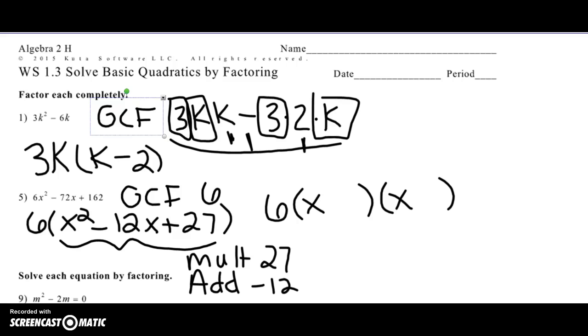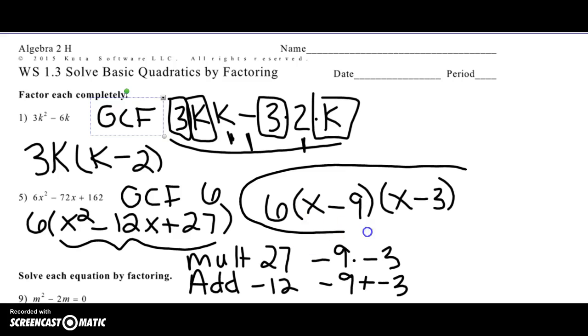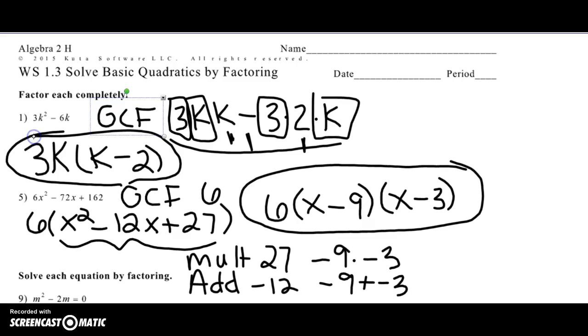So I know they both have to be negative. So right now I'm thinking negative 9 and negative 3. Do they multiply to 27? Yes. Do they add to negative 12? Yes. So x minus 9, x minus 3. And that is my final answer. So the answer to number 1 was 3k times k minus 2. The answer to number 5 was 6 times x minus 9 times x minus 3.